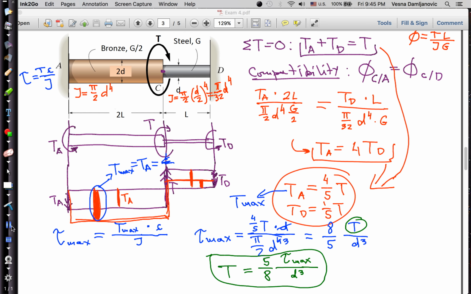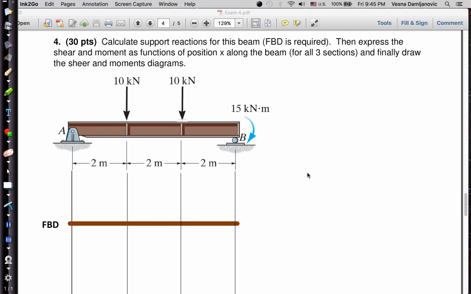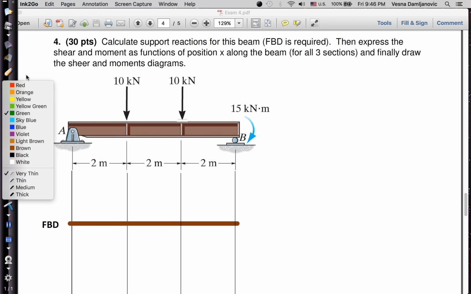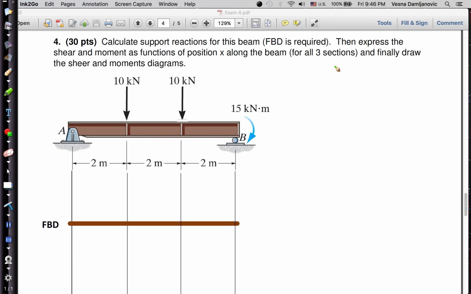Okay? Now, next problem. Next problem is just the shear forces and moments in bending. And what you were asked to do here, I will have to underline it. And again, I'm disappointed because, again, people just don't read the question. They don't read what you're asked to do and they don't give it to me.